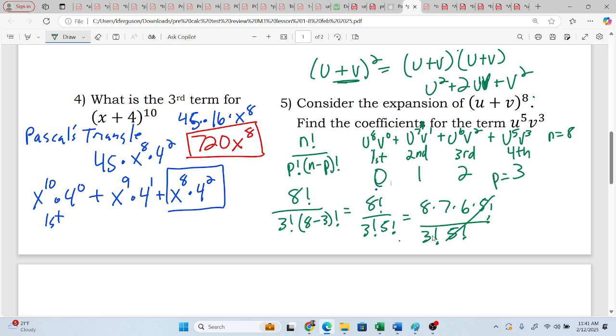But 3 factorial, what is 3 factorial? It's 1 times 2 times 3, which is, like the lady said, 6. So I'm going to have 8 times 7 times 6 over 6. The 6's cancel each other out. And this time we don't need somebody with their magic calculator, because 8 times 7 is 56. Right? And so that's the constant that we're looking for. Find a constant for that term.